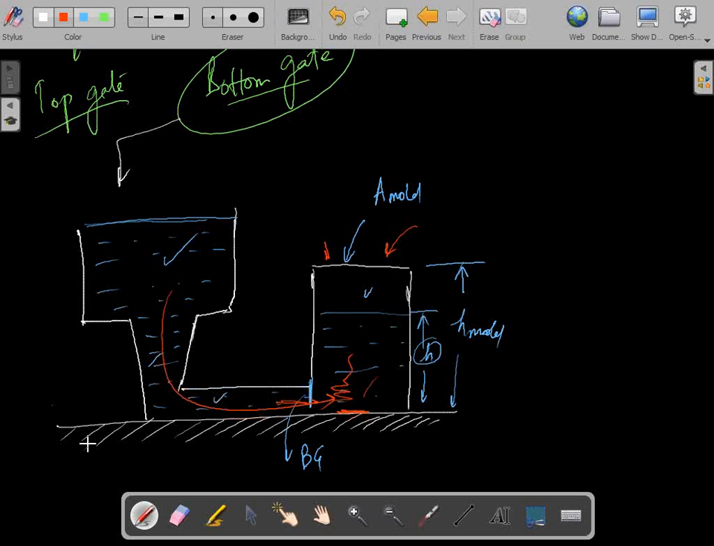Now let's dimension it. Let us say this is your total height, and this is the bottom gate. This will be the area of the gate. Now what we intend to do is find the formula for the time taken to fill a mold cavity with the help of a bottom gate. This is a straightaway question in the GATE exam on the casting topic.